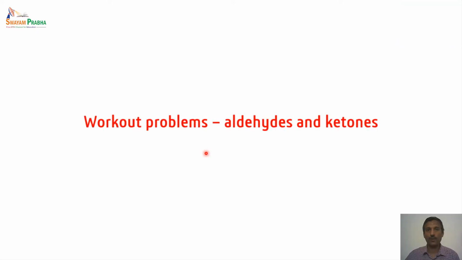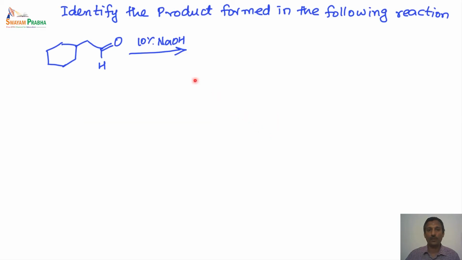Let us welcome to the next session. In this particular session, we will be working out some problems related to aldehydes and ketones. So the first question is to identify the product formed in the following reaction. We have an aldehyde that is treated with 10% sodium hydroxide. So we need to identify what is the product that is formed in this particular reaction.